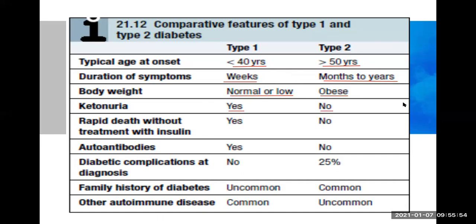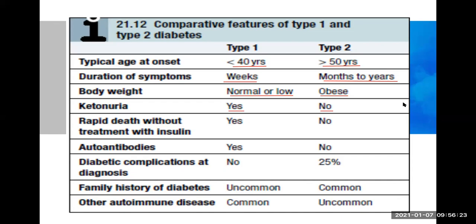Now, let me ask this question. Why is there no formation of ketone in type 2 diabetes? Why? Because insulin is present. Because there is presence of insulin in the blood. Exactly. Very, very good. Just one word is enough. Because insulin is present. That's it. In the presence of insulin, ketone bodies cannot be synthesized. Insulin should be absent. Then only ketone can be formed. Okay? That's why it is seen in type 1 diabetes.